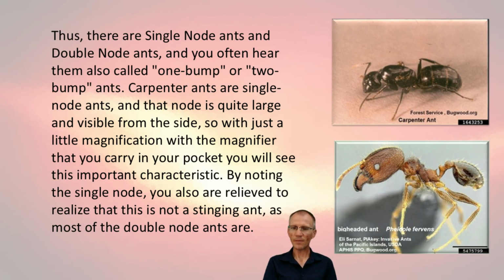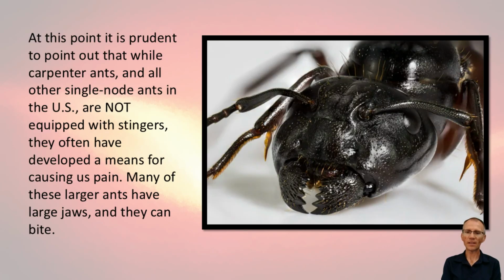As you can see in the image on the right, at the top you have the carpenter ant with the single node. Below you have the big-headed ant that actually has 2 nodes. And all other single-node ants in the U.S. are not equipped with stingers. They often have developed a means for causing us pain. Many of these larger ants have large jaws, and they can bite.